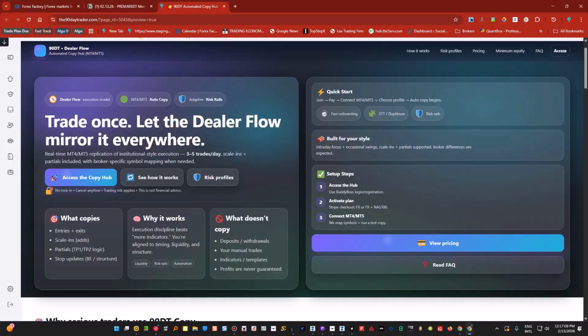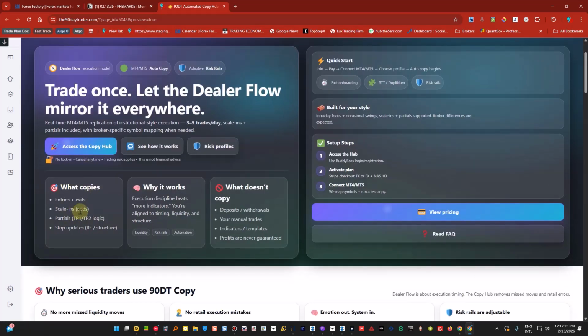All right. So again, you trade once and let the dealer flow mirror it everywhere. You can have multiple accounts and so forth. Okay. So basically, all of the executions would be copied. It works because you don't have to worry about indicators, keeping up with analysis, or performing any actions on your part. You're just basically aligned with my timing, liquidity, analysis, and structural analysis. Okay.